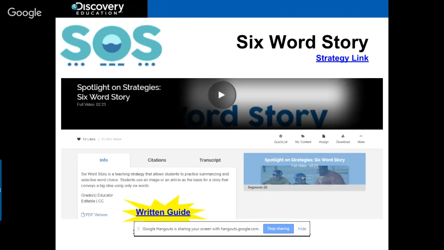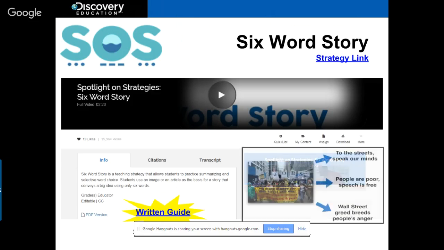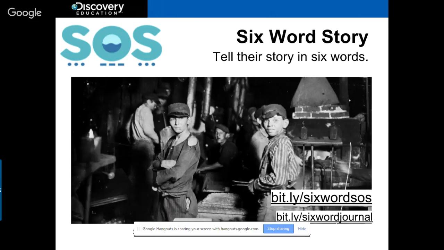Our next strategy is called 6-word story. It's exactly that, a 6-word story. Again, the strategy link and written guide are here for you. And here is a sample of the hands-on strategy that you see. And we are going to techify this strategy.